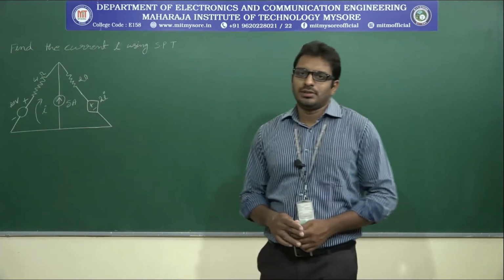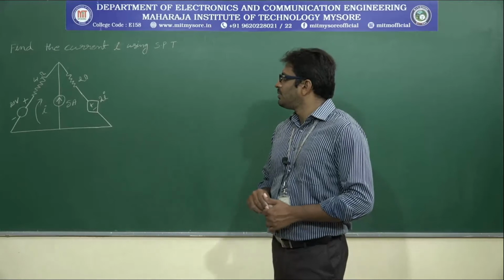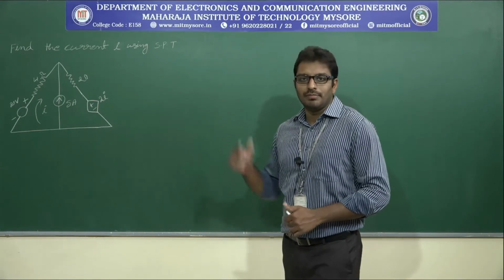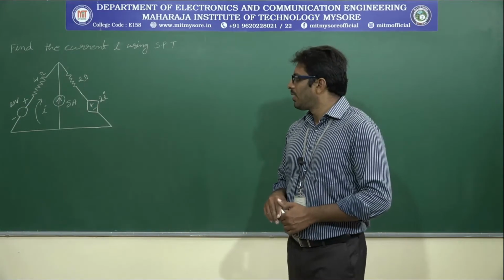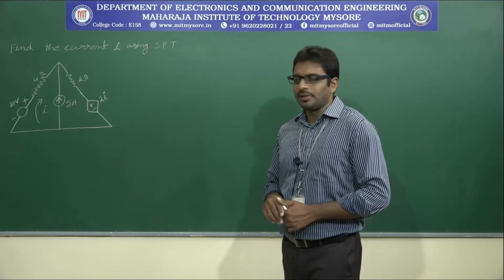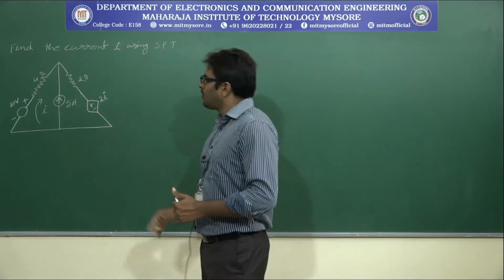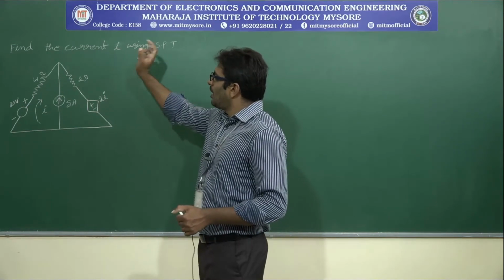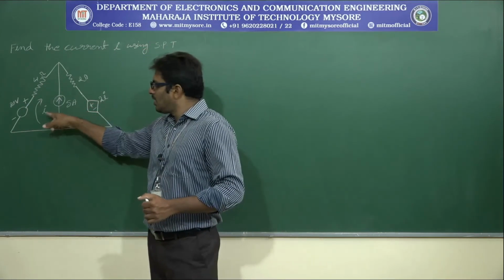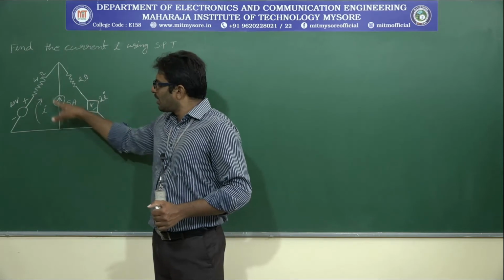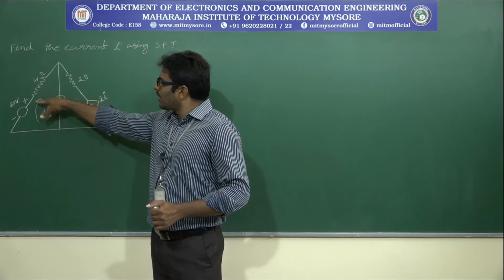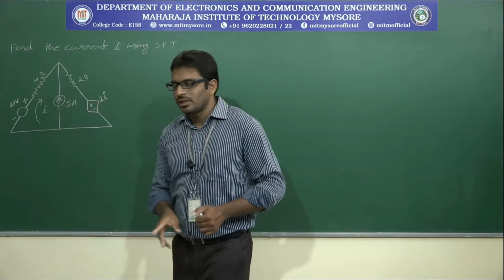Okay, now let us solve one more problem by using the superposition theorem. A very important problem, repeated many times in VTU question papers. Find current I using the superposition theorem. This small I indicates where the current I is flowing, I mean the current flowing through the 4 ohm resistor.